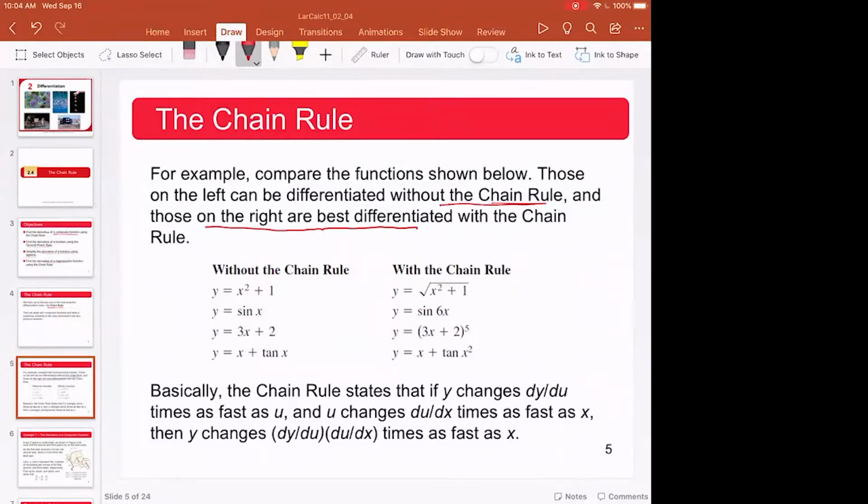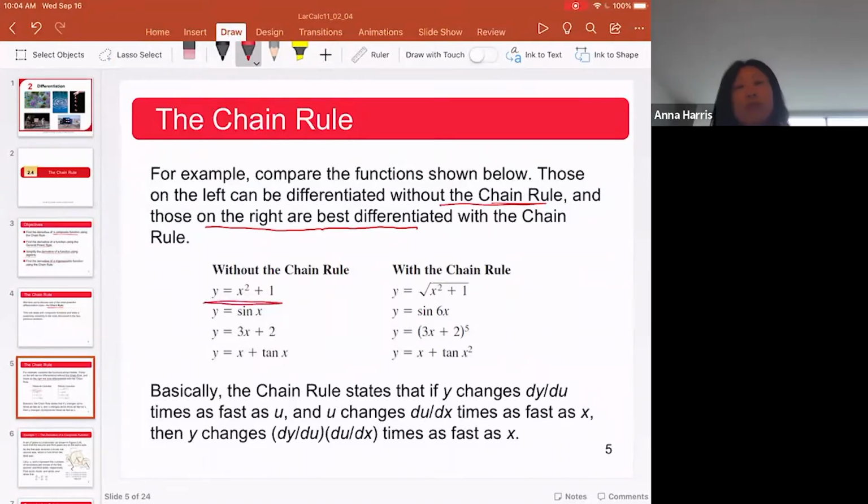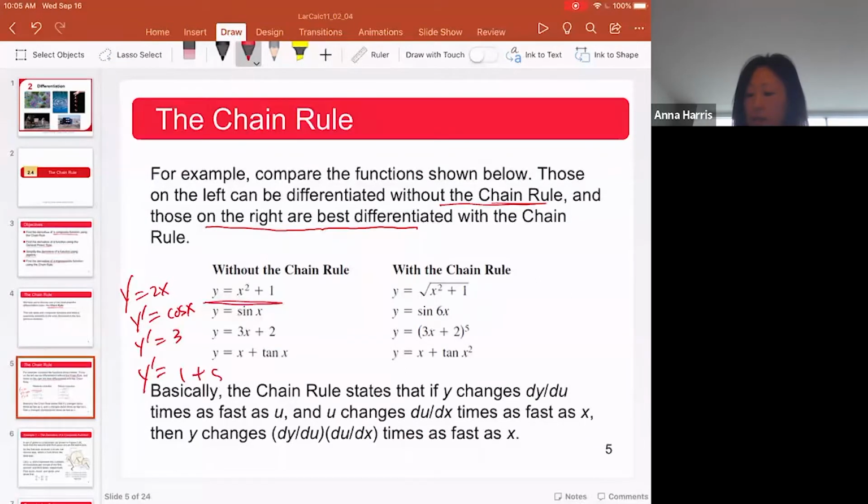So look at the left-hand side. Yes, this one I know how to find the first derivative. So this would be y prime equal to 2x. I know what this equals: y prime equal to what? Cosine x. These are the simple ones I can do right away. Those are the derivatives of the simple ones. I don't even have to use a chain rule.